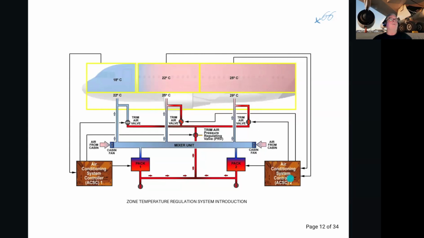Okay, so the amount the trim air valves open or close to allow hot air depends on the temperature selected here, and the signals for how much to open and close are calculated by the ACSCs 1 and 2 for their respective pack. That's all there is to it, really, the air conditioning system.